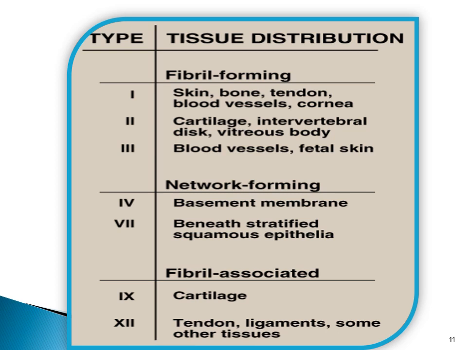So type 4 collagen is very important and very frequently asked: which type of collagen is usually seen in the basement membrane? That is type 4, the network forming collagen. Type 7 is found again in a similar way, like the basement membrane beneath the stratified squamous epithelia. Among the fibril associated collagens, type 9 is seen in the cartilages, and type 12 is seen in the tendon, ligaments, and some other tissues.